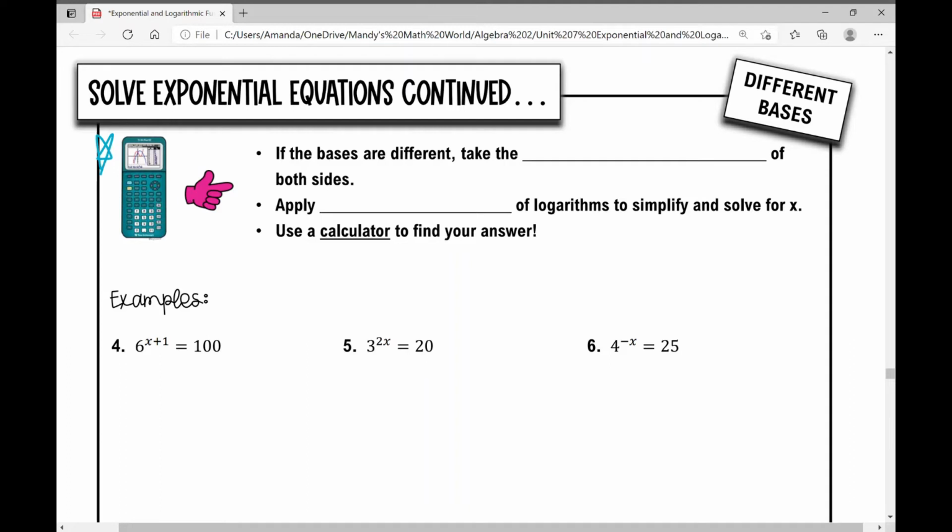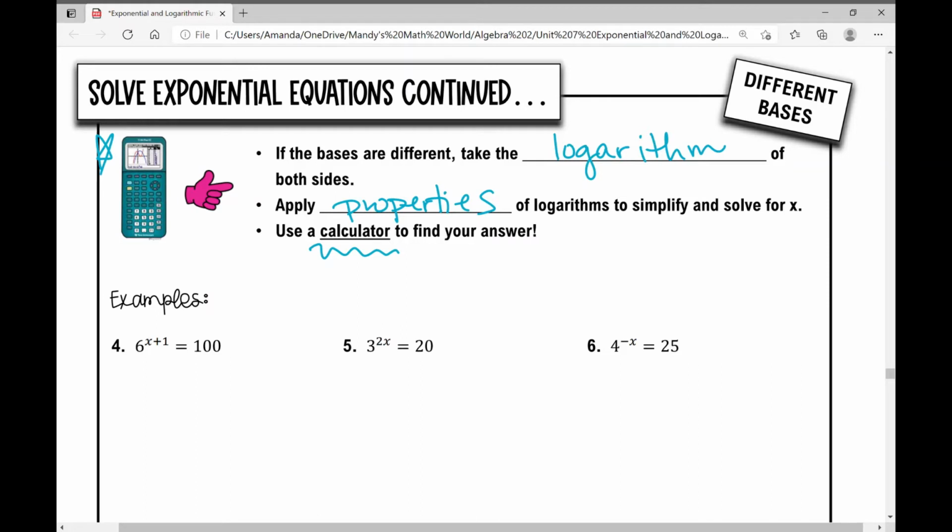If the bases are different, what we're going to be doing is taking the log or the logarithm of both sides. And then we're going to apply our properties of exponents. So I'm going to ask you to remember those properties that we've gone over in previous lessons to simplify our expressions and solve for x. And we will be using a calculator to find our answer. And our answers will be approximate, okay? So we will be rounding.